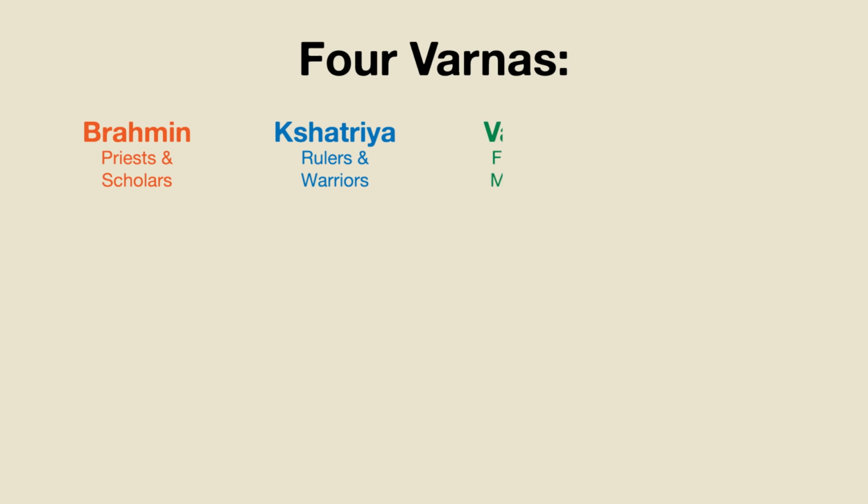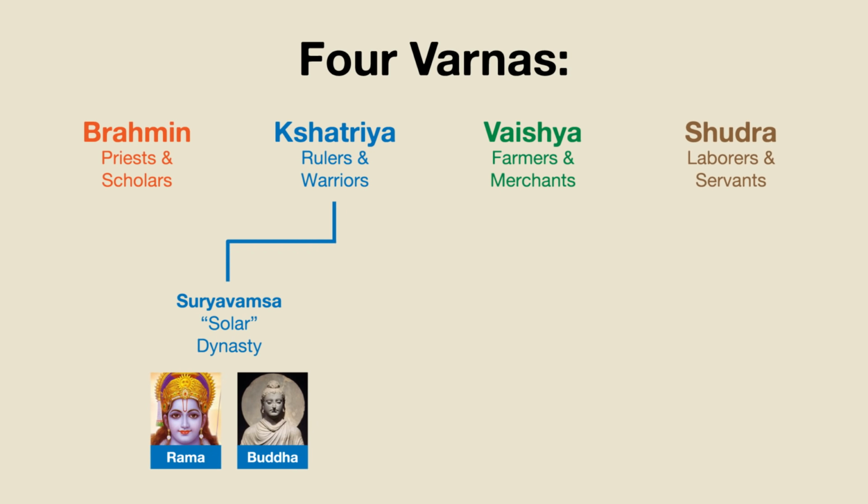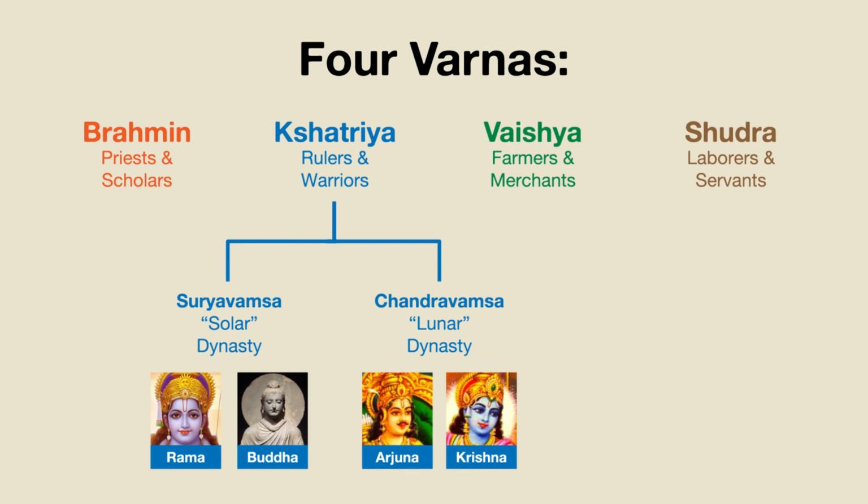For most of India's history, Hindu society was divided into four main social classes, called Varnas. There are the Brahmins, who are the priests and scholars, the Kshatriyas, who are the rulers and warriors, the Vaishyas, who are the farmers and merchants, and the Shudra, who are the laborers and servants. In ancient times, the Kshatriya had two main dynasties, the Suryavamsa, or solar dynasty, and the Chandravamsa, or lunar dynasty. Note that Surya is the Hindu god of the sun, and Chandra is the Hindu god of the moon.